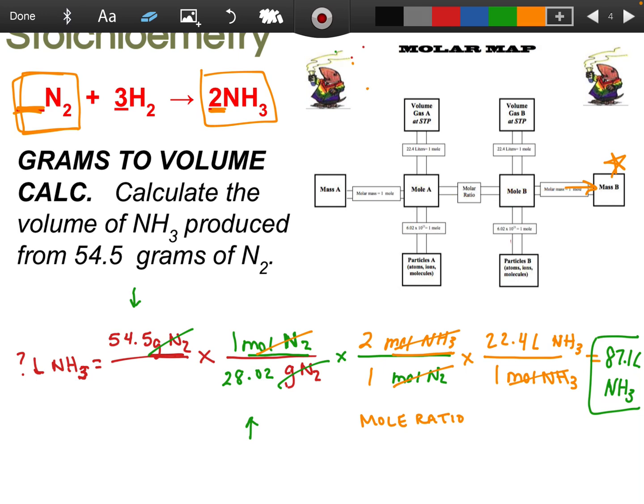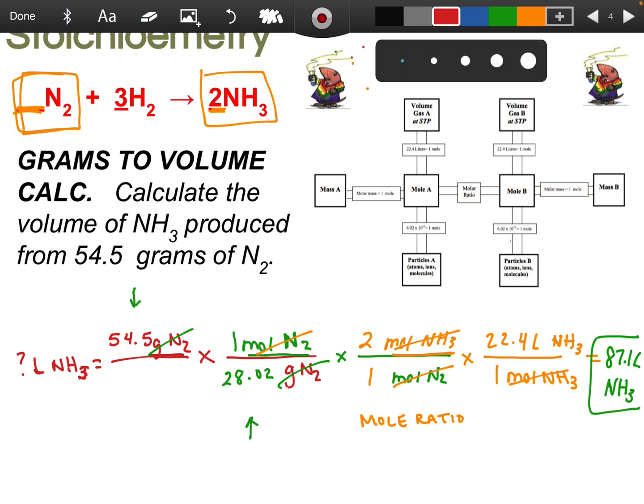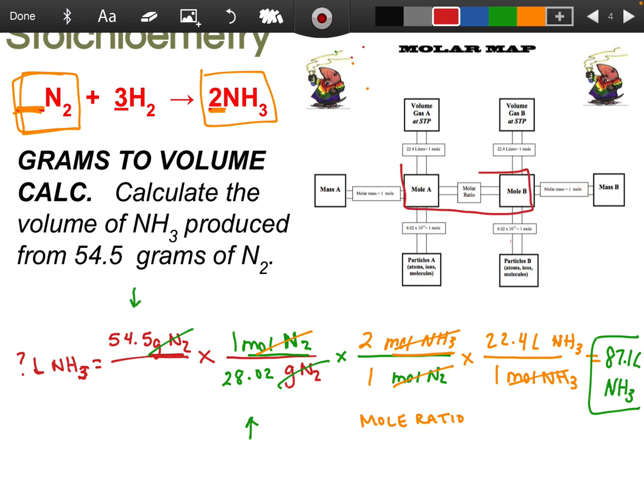One last thing to remember is you would use this mole ratio from your balanced equation when you're converting between 2 different substances. Because we started with N2 and wanted to end with NH3, those are different substances. That's why we had to use the mole ratio. If we started with N2 and ended with N2, then we would not need to use the mole ratio. So those are things to keep in mind.